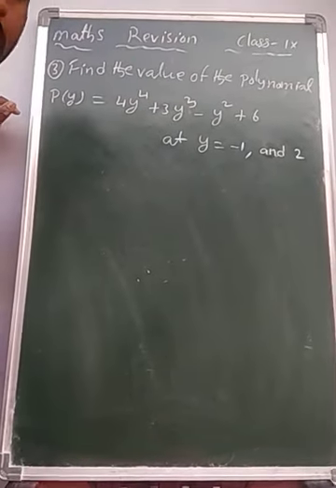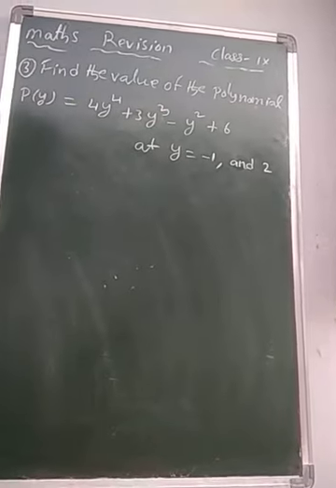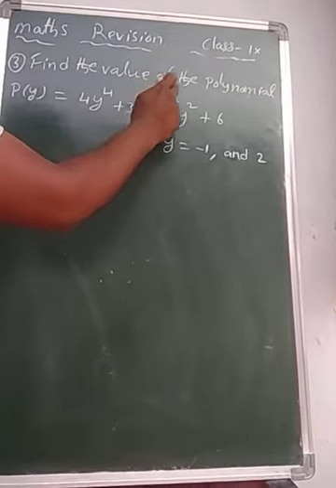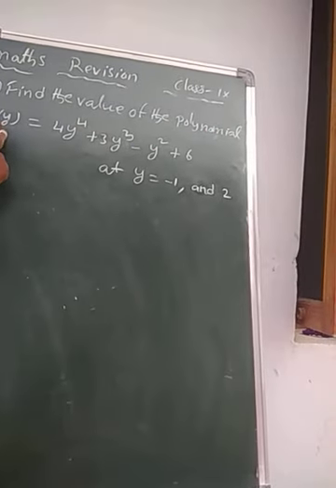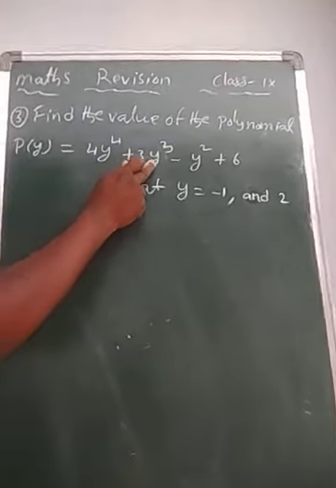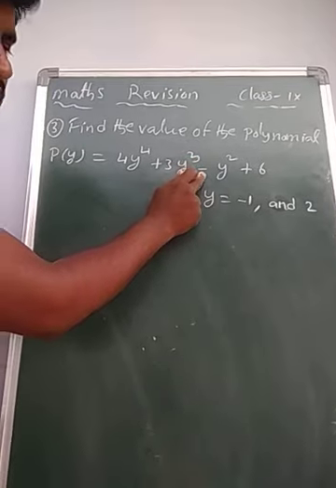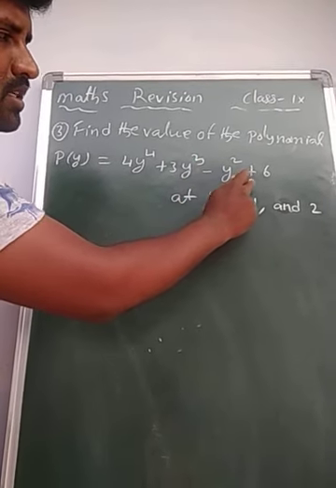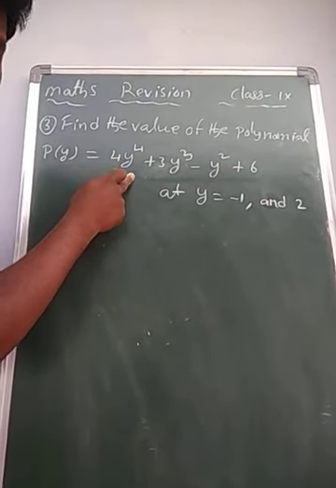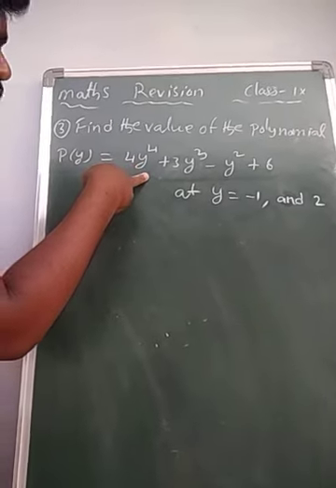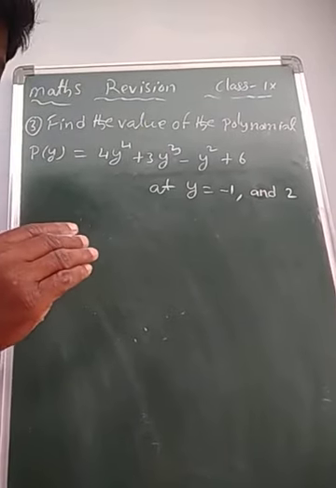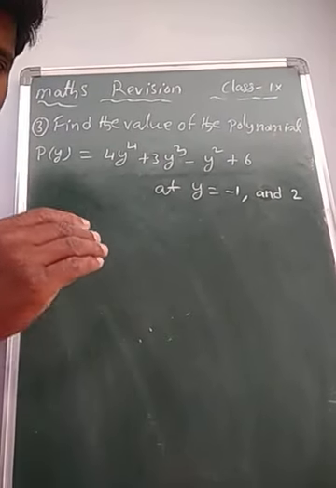Okay students, let us see another model question. The question is: find the value of the polynomial p of y is equal to 4y to the power of 4 plus 3y cube minus y square plus 6. This is a biquadratic polynomial. Which polynomial is this? Biquadratic polynomial, because the highest degree of the polynomial is 4, so we call it a biquadratic polynomial based on degree.